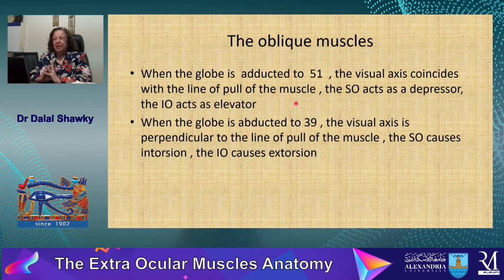So again, to summarize, when the globe is adducted to 51°, the visual axis coincides with the line of pull of the muscle, and the superior oblique in this case will act as a depressor, while the inferior oblique acts as an elevator. When the globe is adducted to 39°, the visual axis in this case is perpendicular to the line of pull of the muscle. The superior oblique causes intorsion, and the inferior oblique will cause extorsion.